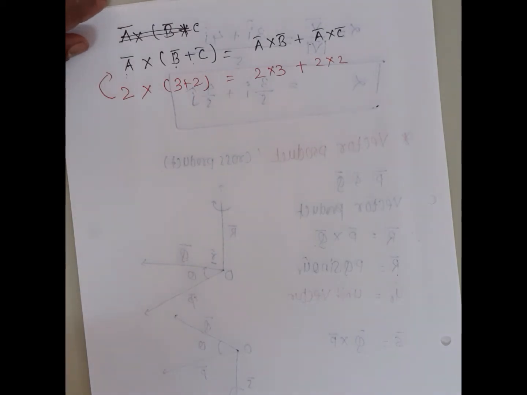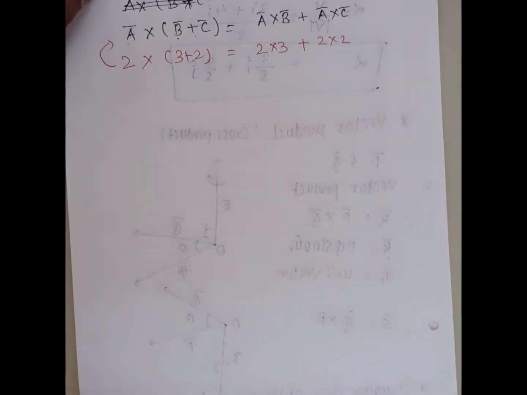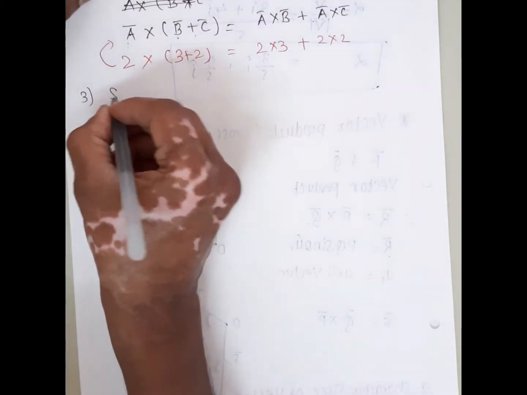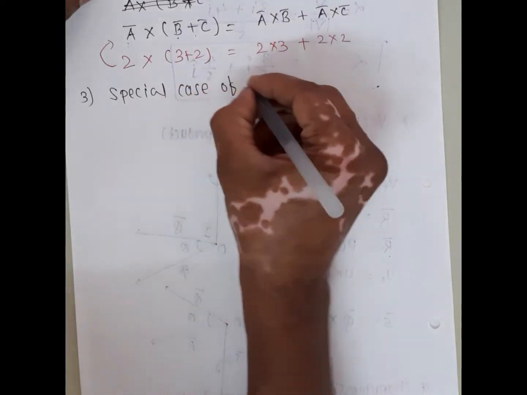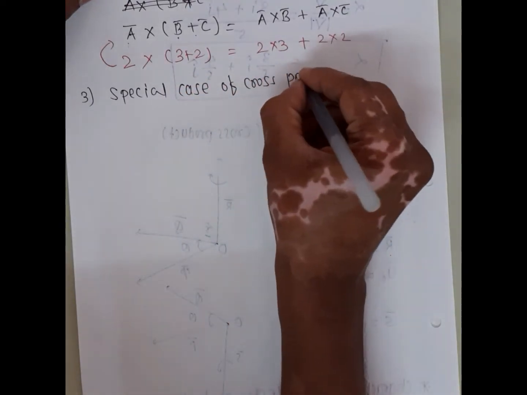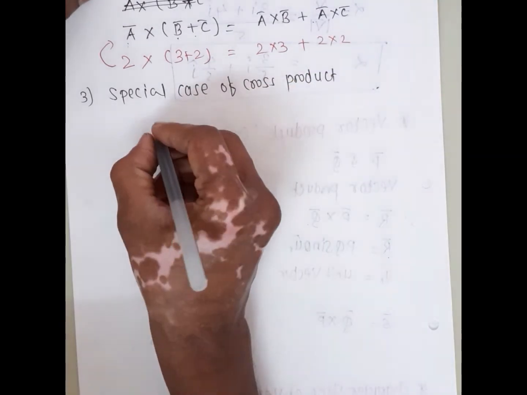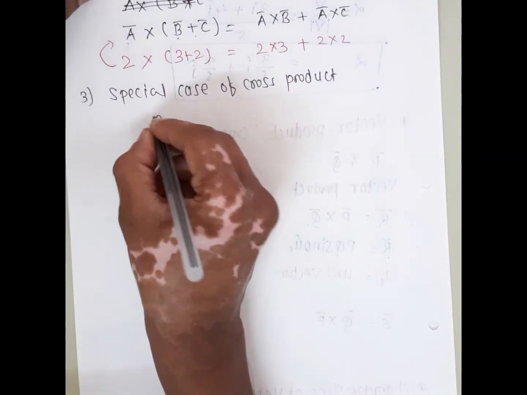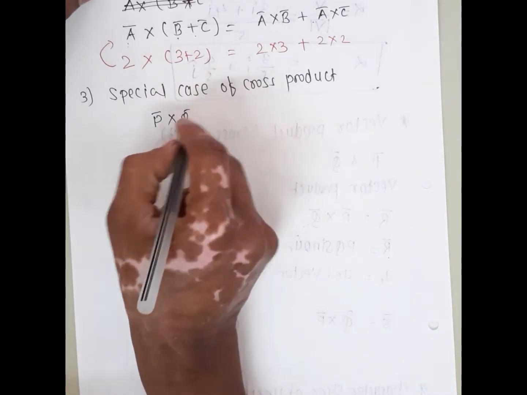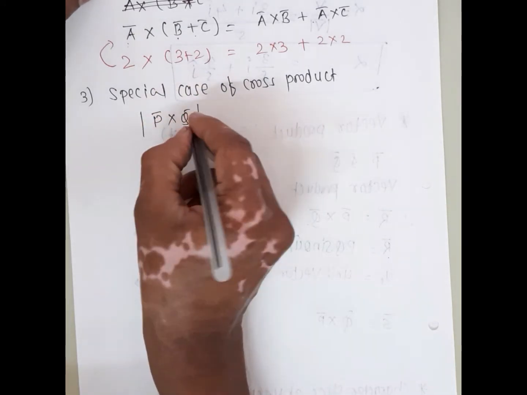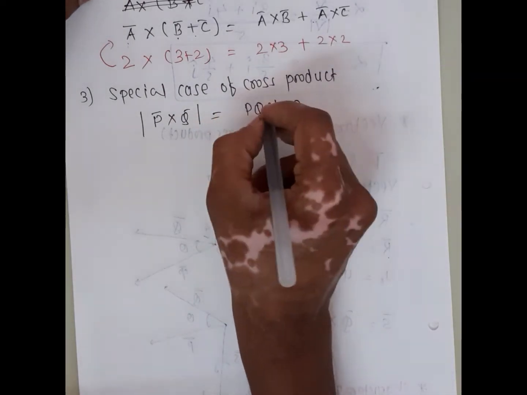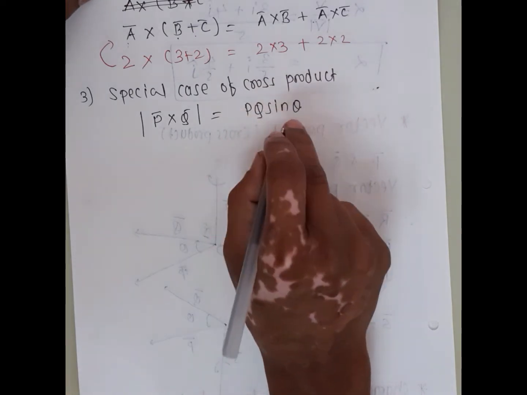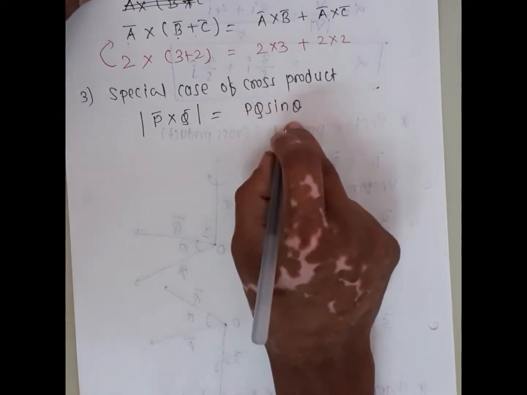Then the third property is related to the special case of cross product. Okay, so how to write the special case of cross product is here. It can be represented like this. It means p bar cross q bar, the magnitude of those vectors, is written as PQ sin theta, because the angle between these two vectors is theta.